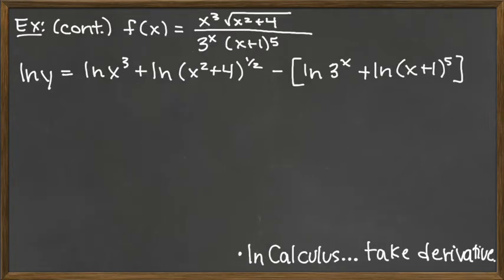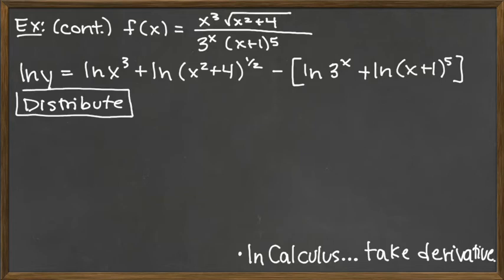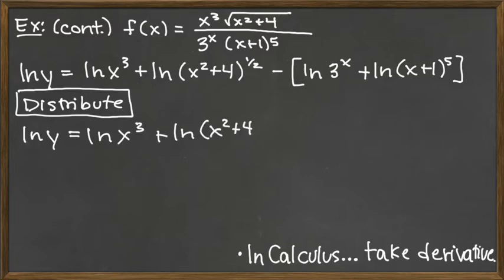So to continue our work, we have exactly where we left off here. The next thing we need to do is distribute. We have that subtraction sign there within the grouping symbol, so let's go ahead and distribute that out. So we have natural log of y equals natural log of x cubed plus natural log of the factor x squared plus 4 to the 1/2 power. And then we've got the subtraction that we are distributing. So it's minus natural log of 3 to the x minus natural log of x plus 1 to the 5th.